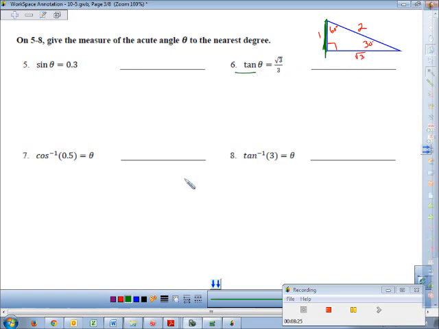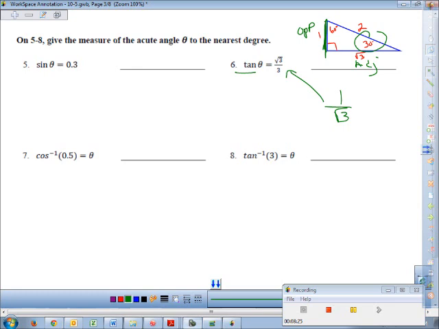Tangent is what over what, according to SOHCAHTOA? And if we're doing this, isn't this opposite over adjacent right here? Would you get 1 over the square root of 3? That's not what that is, or is it? Doesn't it simplify to square root of 3 over 3? So there you go. These two. So stinking easy that it's hard.